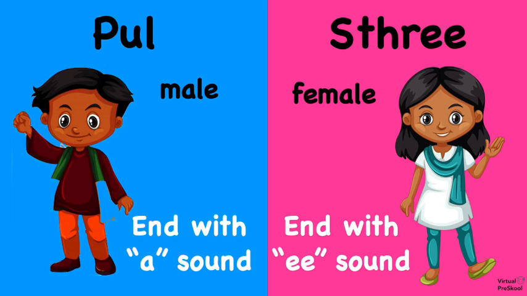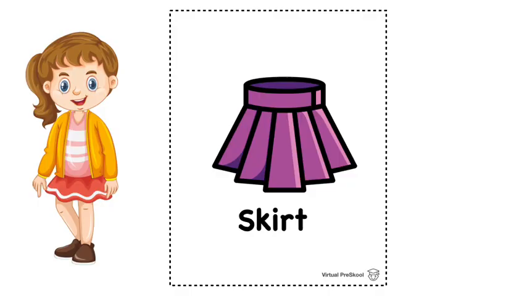Okay, so we have these helpful rules for how to identify nouns that end with an a or an e sound to decide if they're pull or stri. But what do we do when the Hindi word for the noun doesn't end with a or e? What do we do then? How do you identify the noun category? Well, let's look at an example. In Hindi, skirt is called scarf. That doesn't end with an a and it doesn't end with an e.